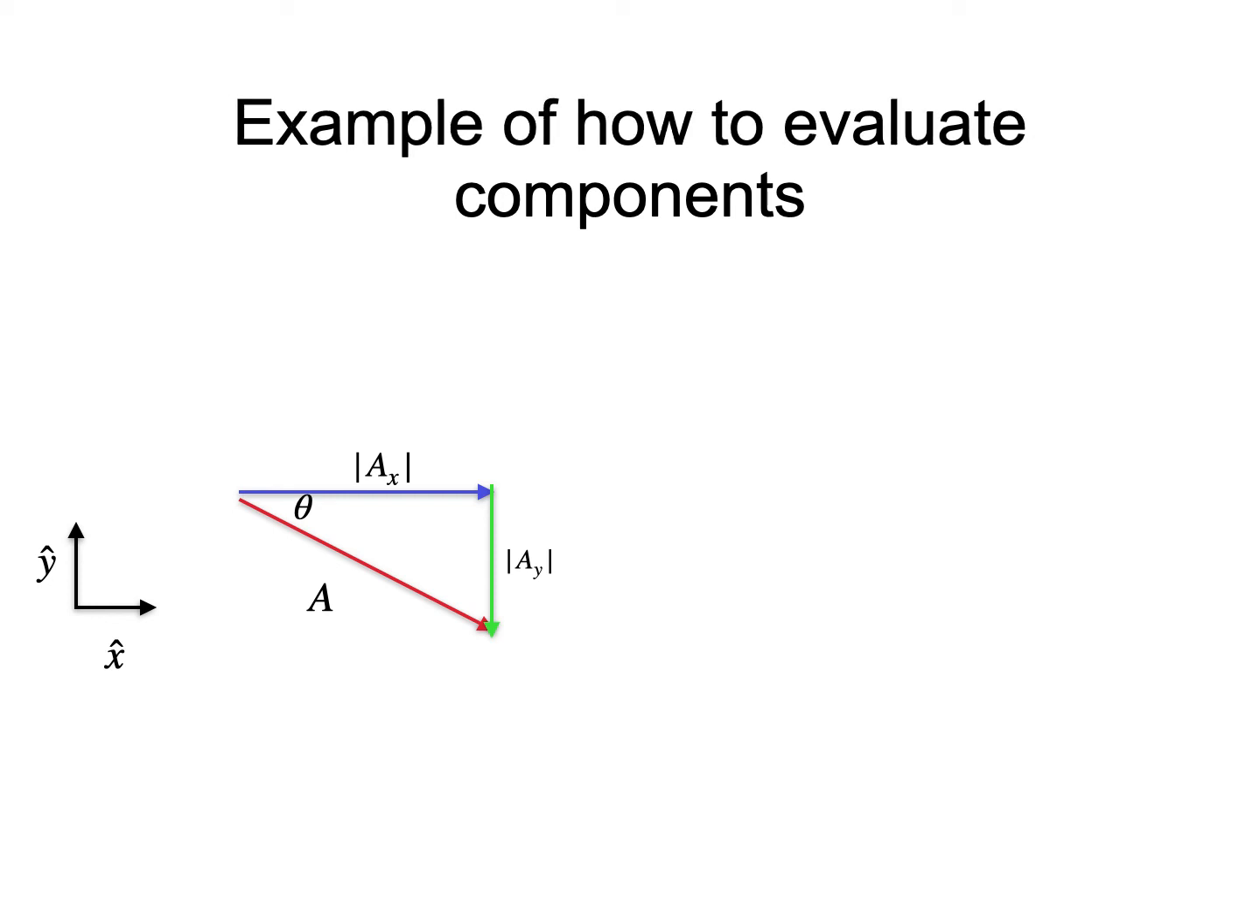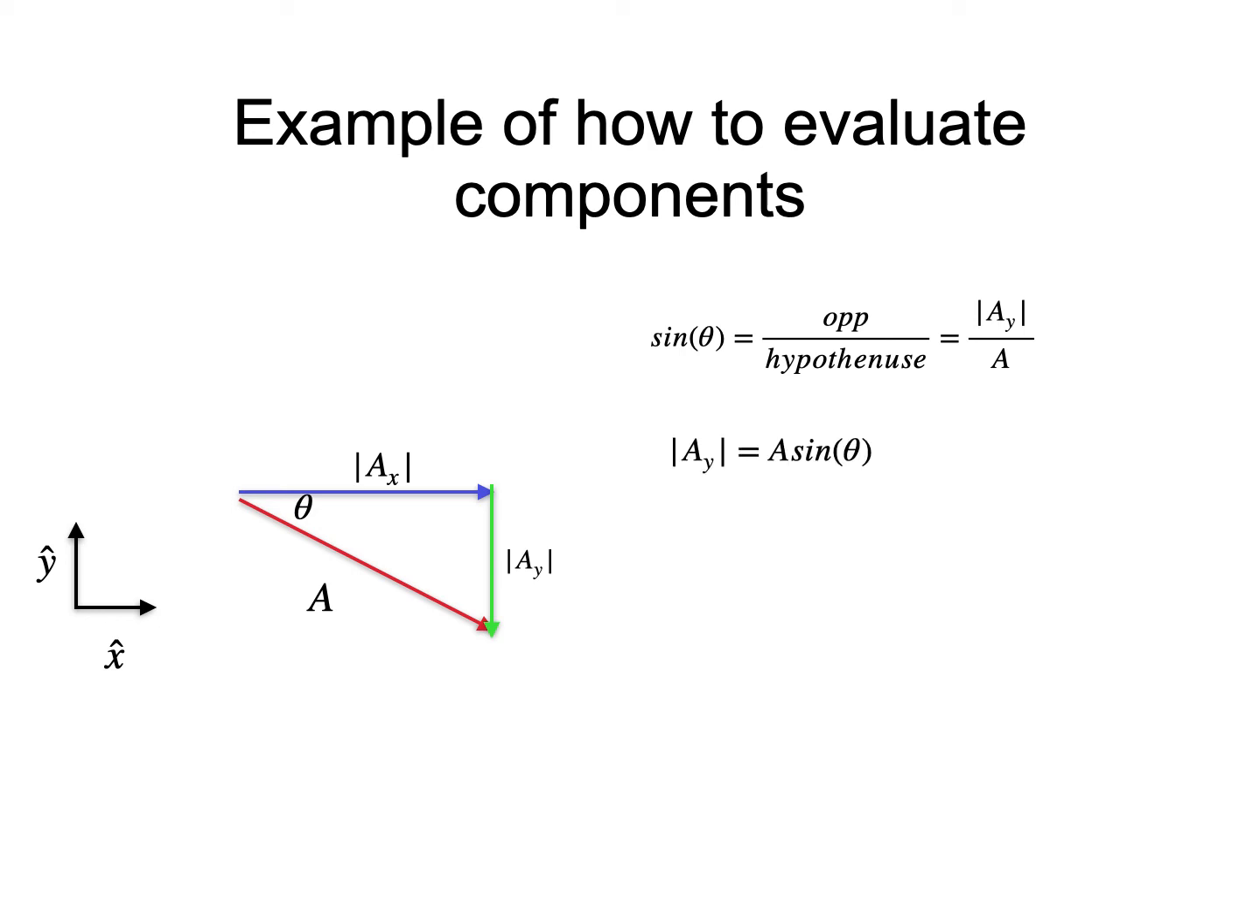In a similar way, we will now evaluate the y component of vector A. This time, sine theta will be used because it involves the y component. Using the labeling of the triangle, we get that sine theta equals the ratio of the absolute value of the y component and the magnitude of vector A. Rewriting this equation gives this.